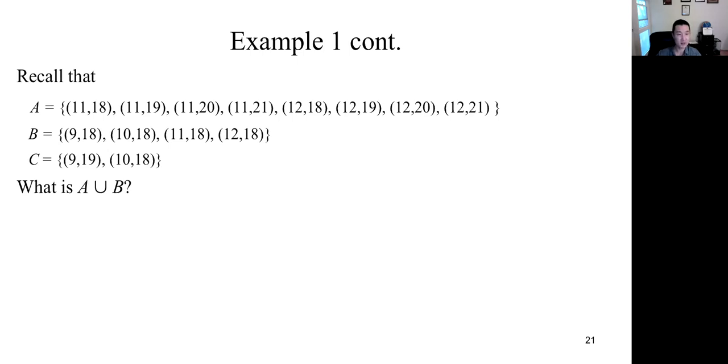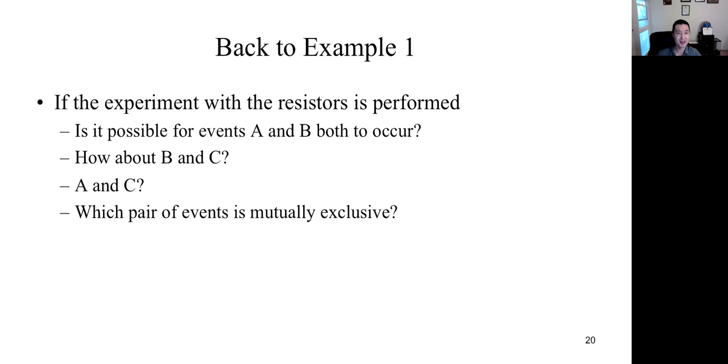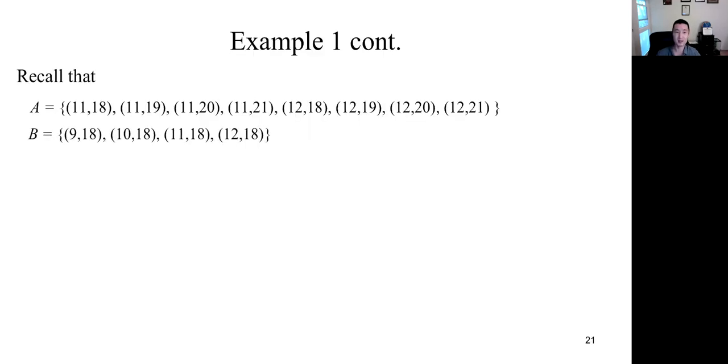Then go back to the previous question. Is it possible for events A and B both to occur? We just check if there's anything in common for events A and B. In fact, yes, we have 11, 18 and 12, 18. Okay, they have something in common.